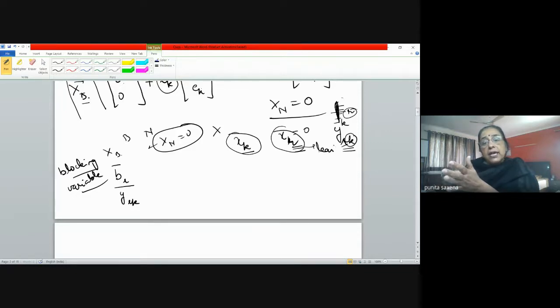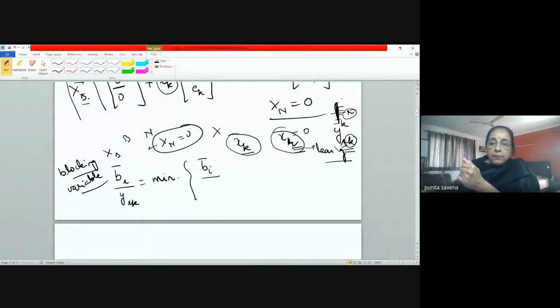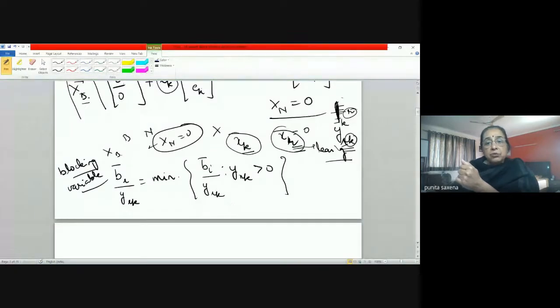I will call it the leaving variable. So we'll choose that ratio which is the minimum, right? Minimum of what? All those bi bars that were coming from here, upon yrk such that yrk is positive. So this is what we have to remember, that this has to be positive.